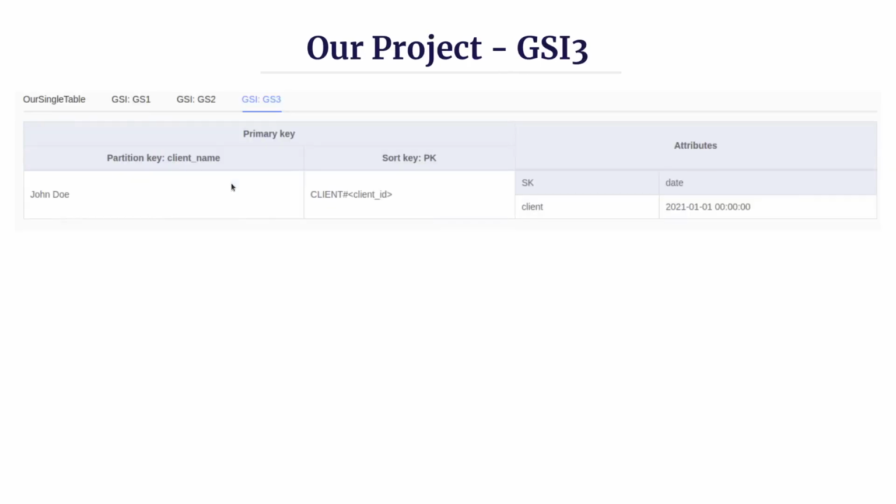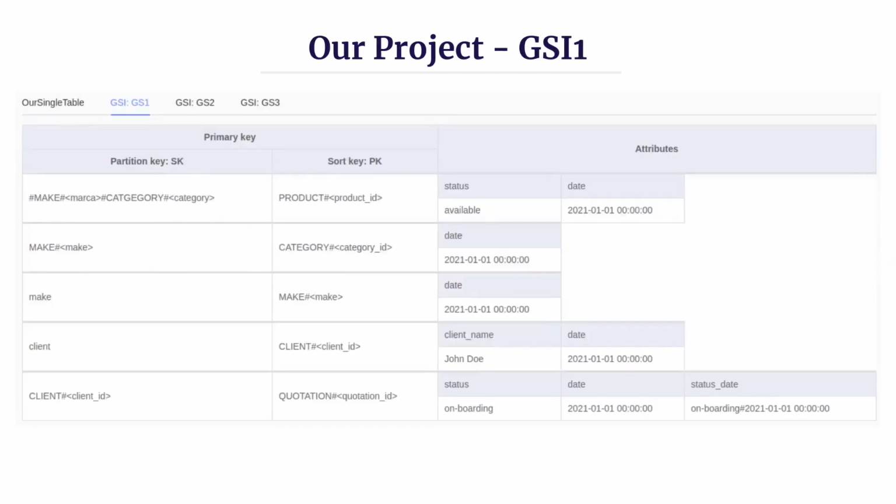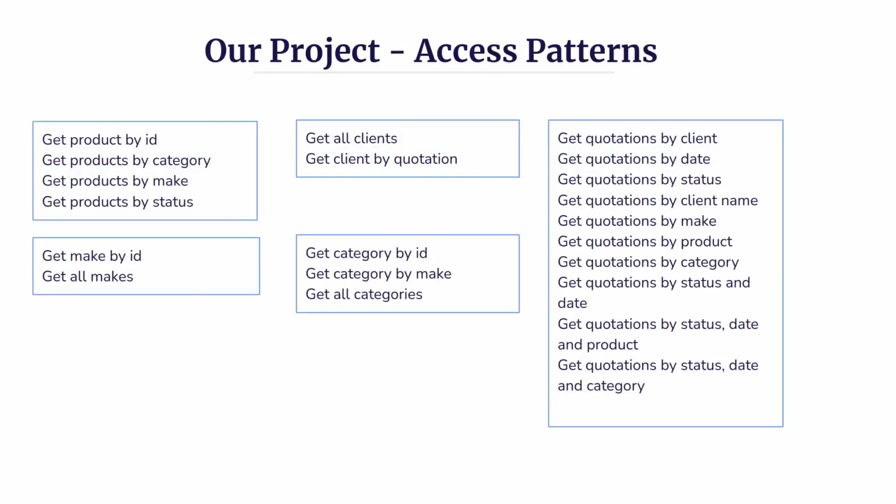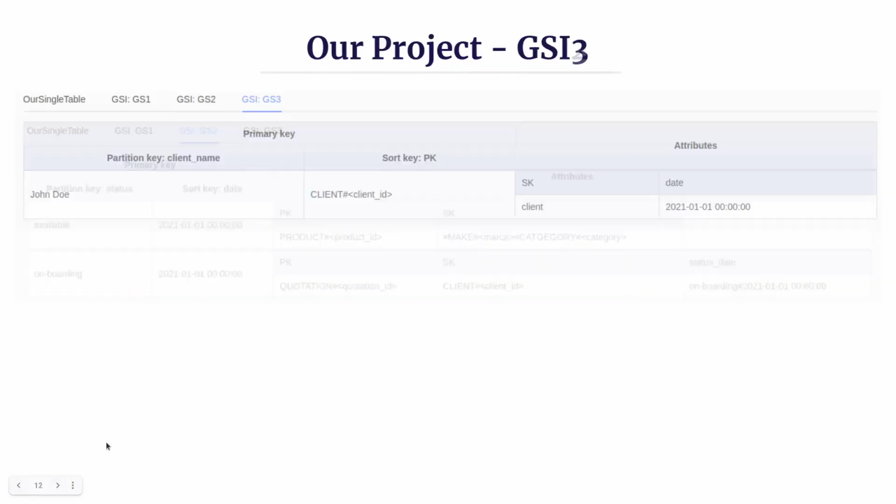And the last global secondary index that I defined is the client name, because I need that report to get all the clients by name. Okay, so that is pretty much it on our single table design. As you can see, this is going to be totally useful for the application. We're going to be using only one table to solve all the patterns that we need for our project.